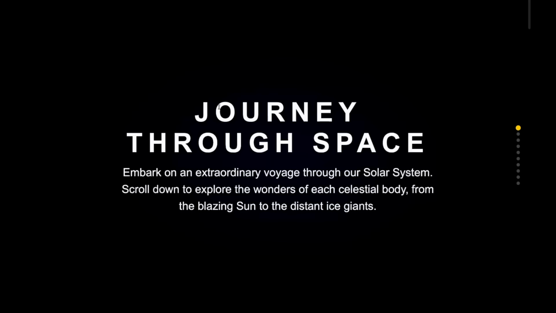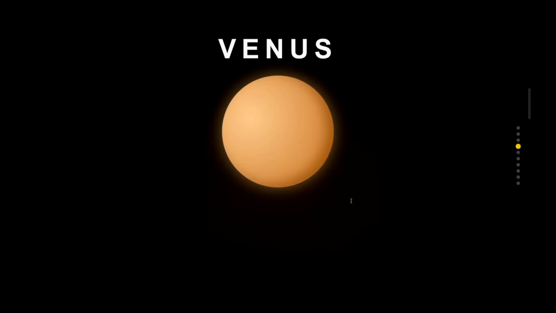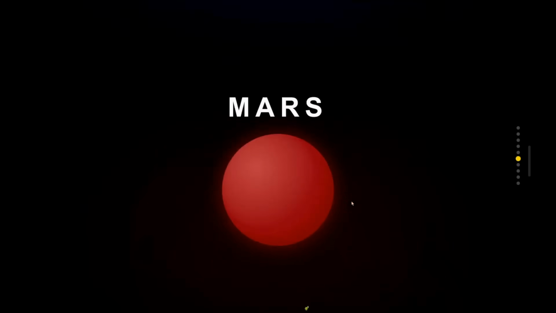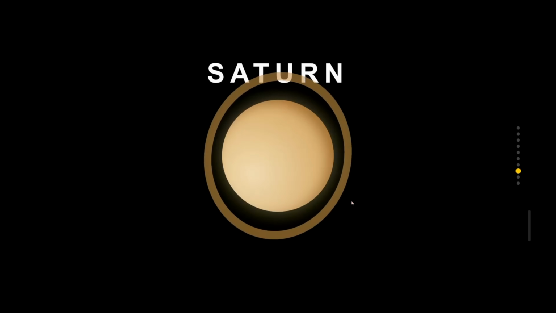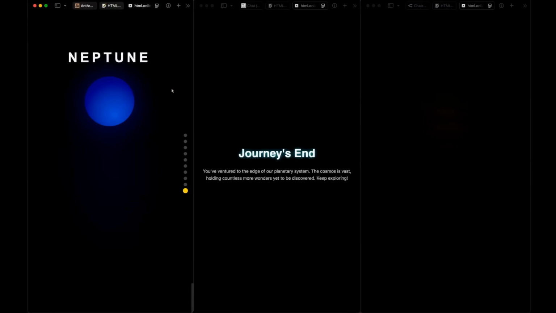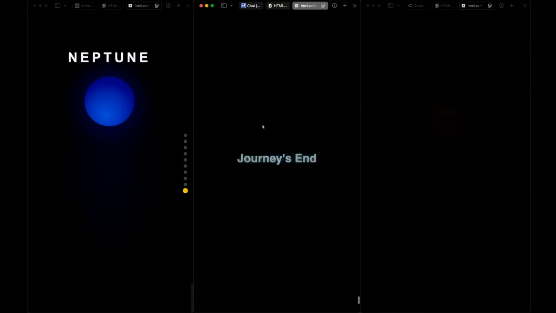Okay, so journey through space, embark on an extraordinary voyage through the solar system, the sun, Mercury, Venus, Earth. So try to actually animate guys instead of fetching. So Venus, Earth, Mars, Jupiter, Saturn, Uranus, Neptune. So comparatively I will have to say that Gemini 2.5 Pro was better in this one, clearly.